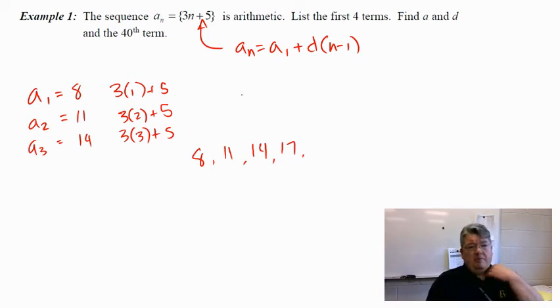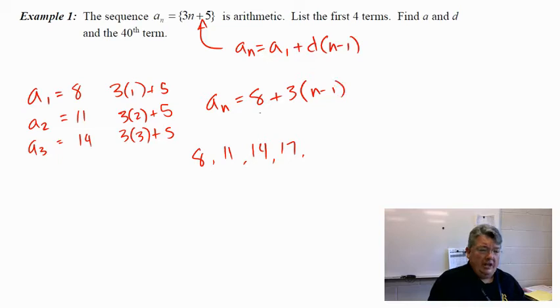Think about this. If I was to make the equation like this, a sub n equals the first term, which is 8, plus the difference, which is 3, times n minus 1. I could actually go 8 plus 3n minus 3 after I distribute that 3 through there. Then I could combine this 8 with the minus 3, and I get 5 plus 3n, which is exactly what I've got there.